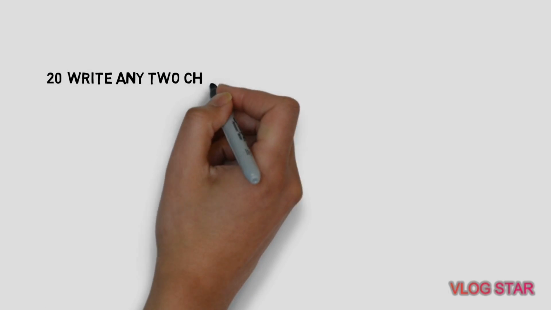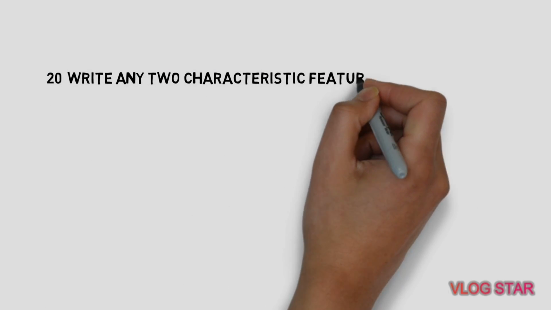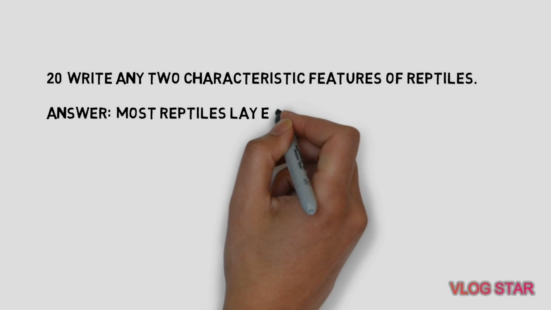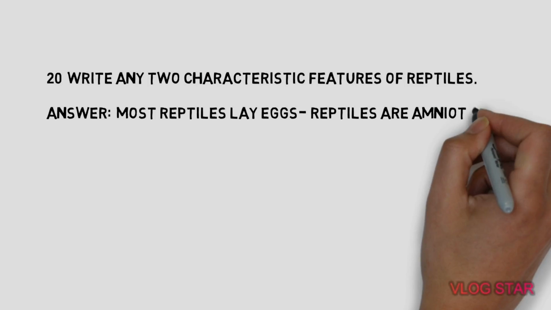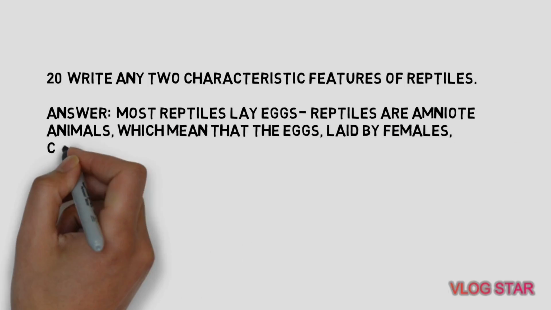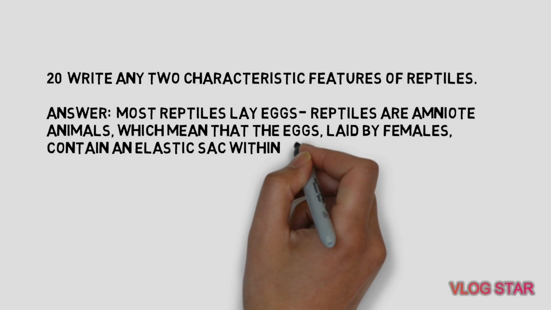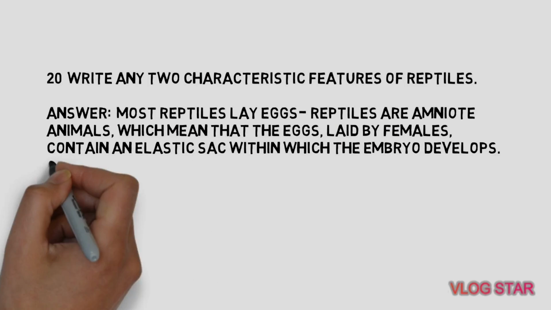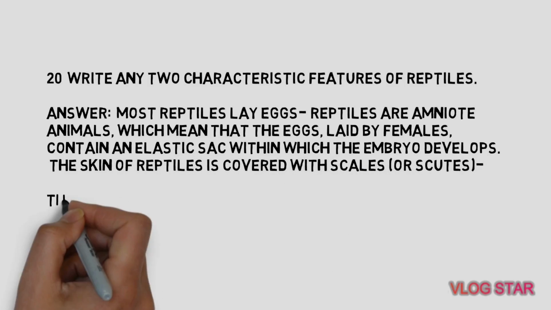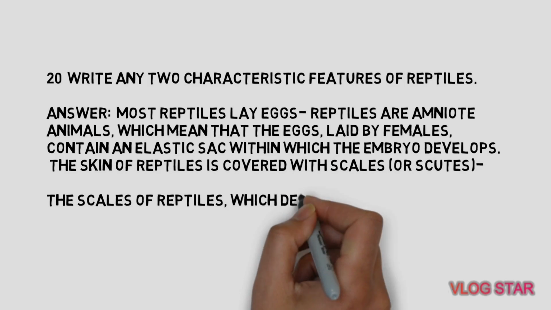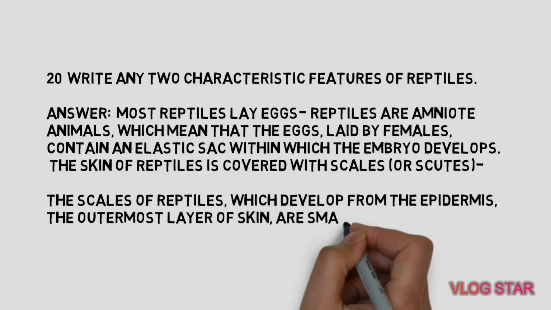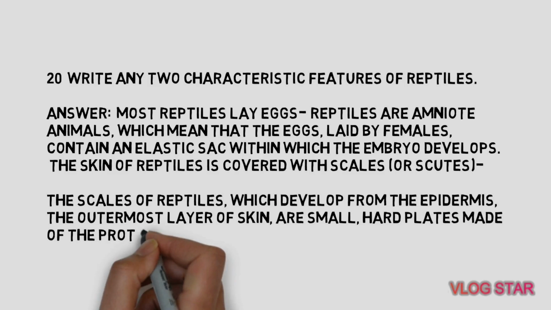20. Write any 2 characteristic features of reptiles. Answer: Most reptiles lay eggs. Reptiles are amniote animals, which means that the eggs laid by females contain an elastic sac within which the embryo develops. The skin of reptiles is covered with scales, or scutes. The scales of reptiles, which develop from the epidermis, the outermost layer of skin, are small, hard plates made of the protein keratin.